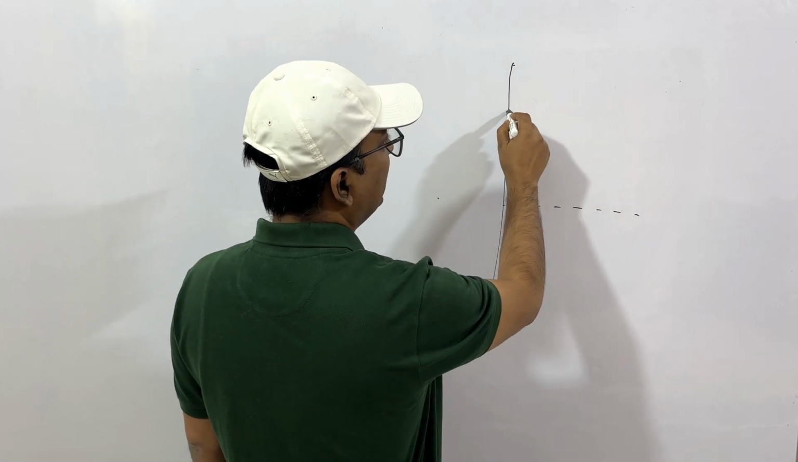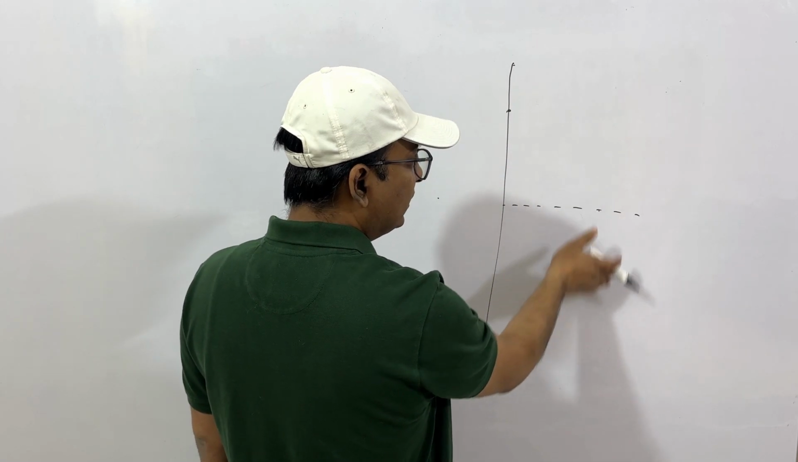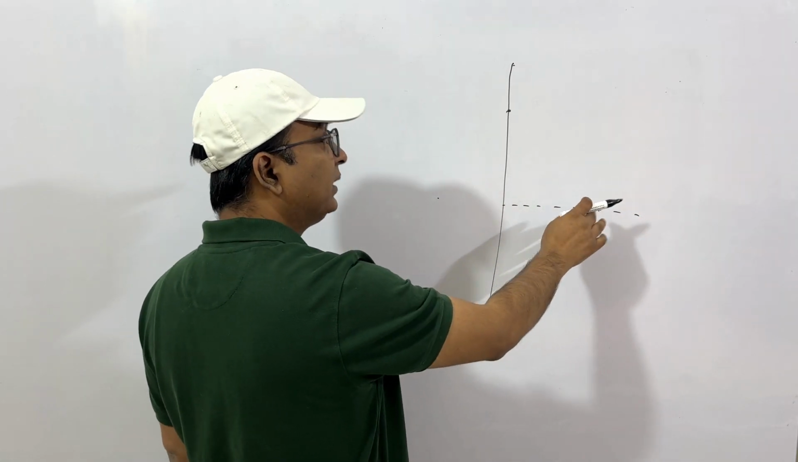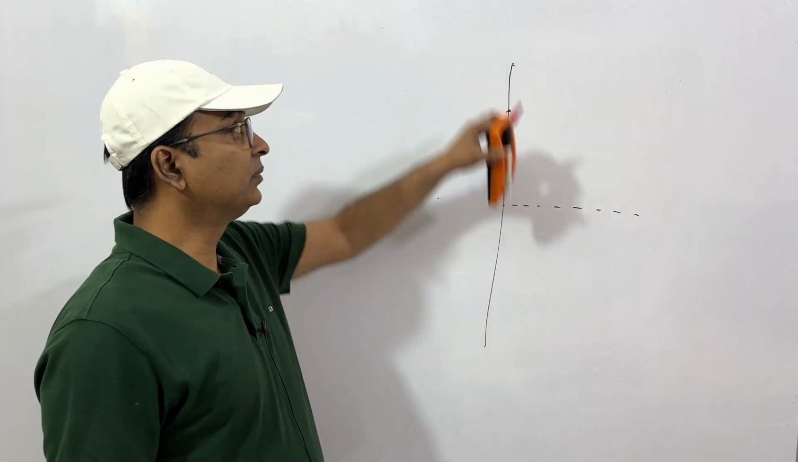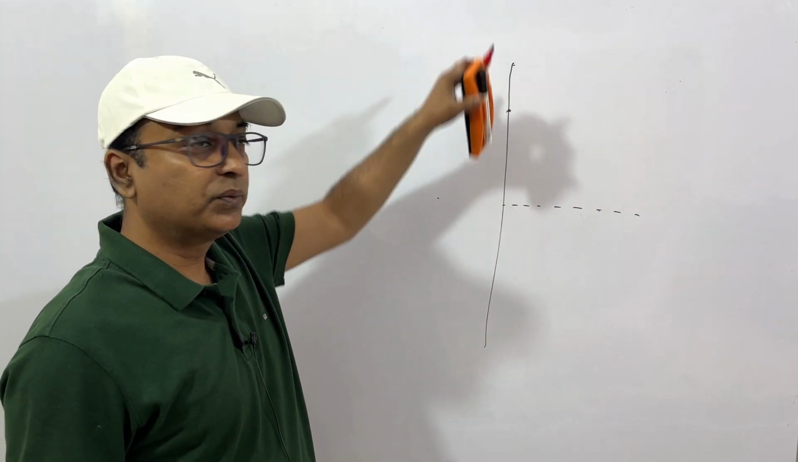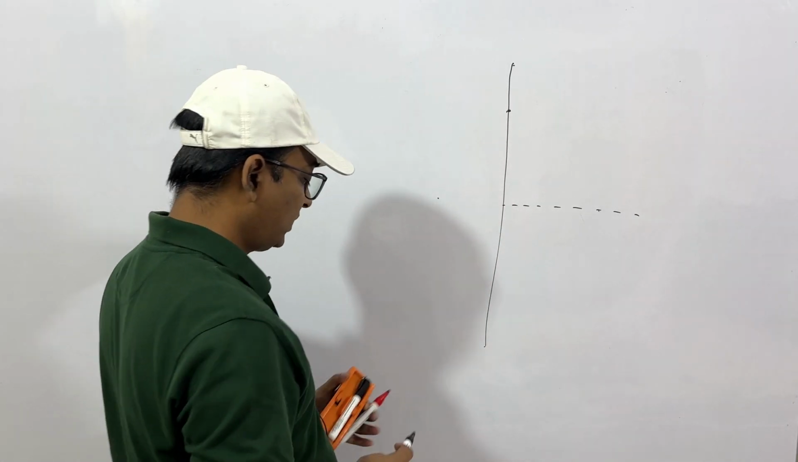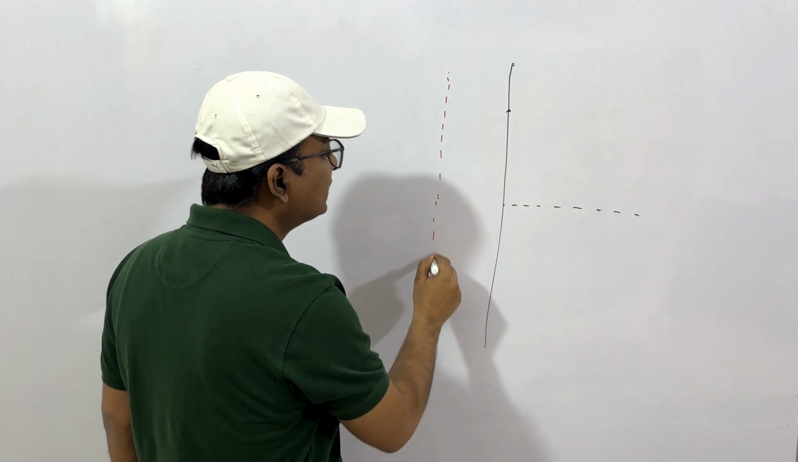We took a small element here, then we saw what is the electric field at this point. The y components were cancelling each other, so we had only the x component, and then we integrated it in terms of theta from minus pi by 2 to pi by 2. Now, a very simple way: using Gauss's law, we find the Gaussian surface.